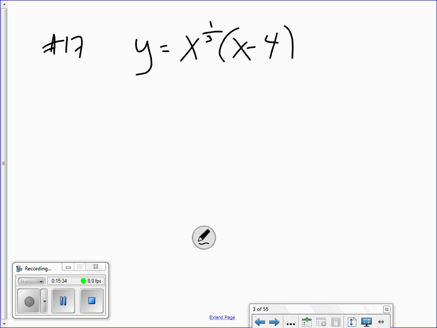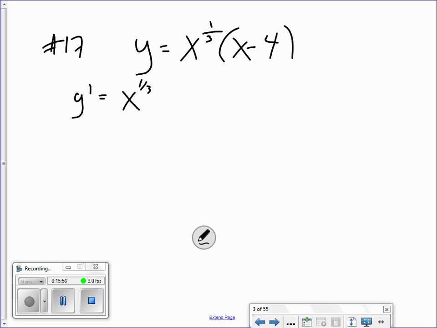And the directions for 17: find all points of inflection. So all we care about is the second derivative, okay? Making a sign chart for it and see if it changes sign. That's our goal. So we've got to get the first derivative. What do we got to use? Product rule first, unless you wanted to distribute first. Okay, so we'll do it like that though.